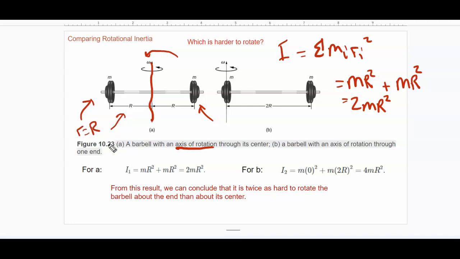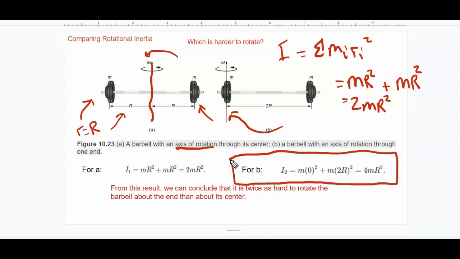Now in the picture on the right, they've changed the axis of rotation. So now the axis of rotation is here. In other words, imagine you grab the left end of the barbell and swing it around in a circle, holding onto the left side. So instead of rotating about the middle, it's rotating about one of the masses. Because the axis of rotation is shifted, the way you calculate moment of inertia is different, and you actually end up with a different moment of inertia.